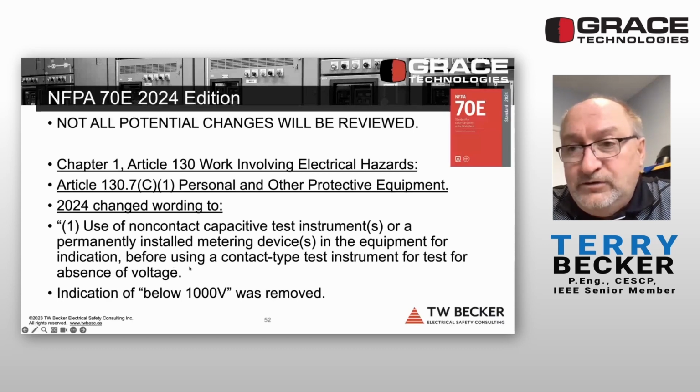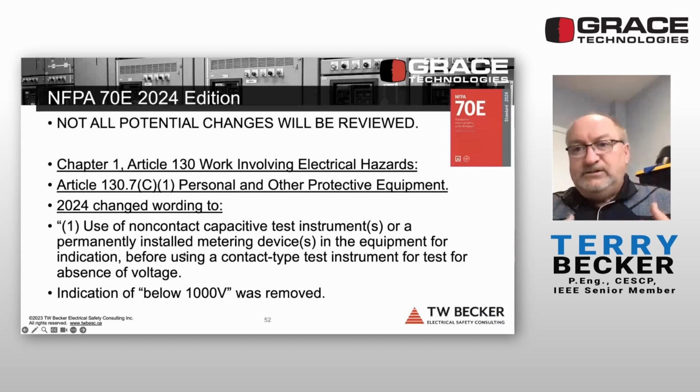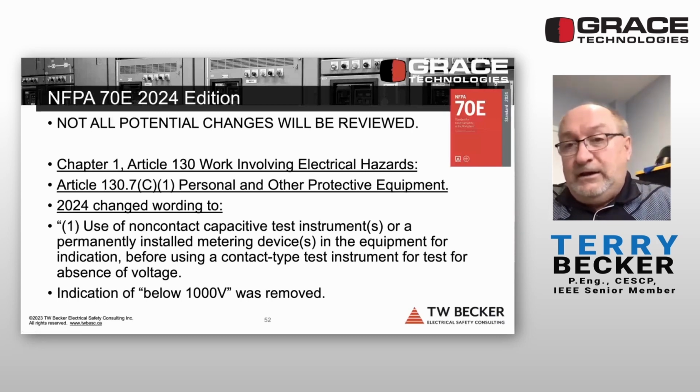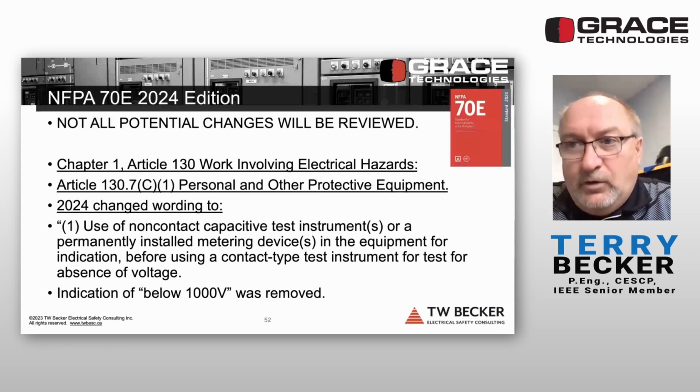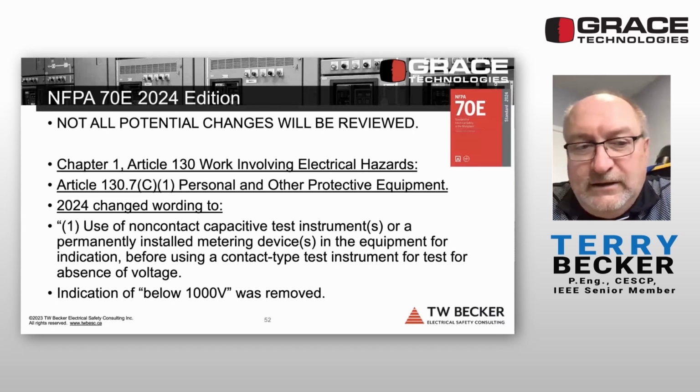So you're going to reduce risk by keeping distance and checking for absence with a capacitive test instrument, or looking at a meter that now shows 0 volts, and then go in and test for absence for low voltage with a contact type test instrument. And it does say indication of below 1000 was removed in this note.